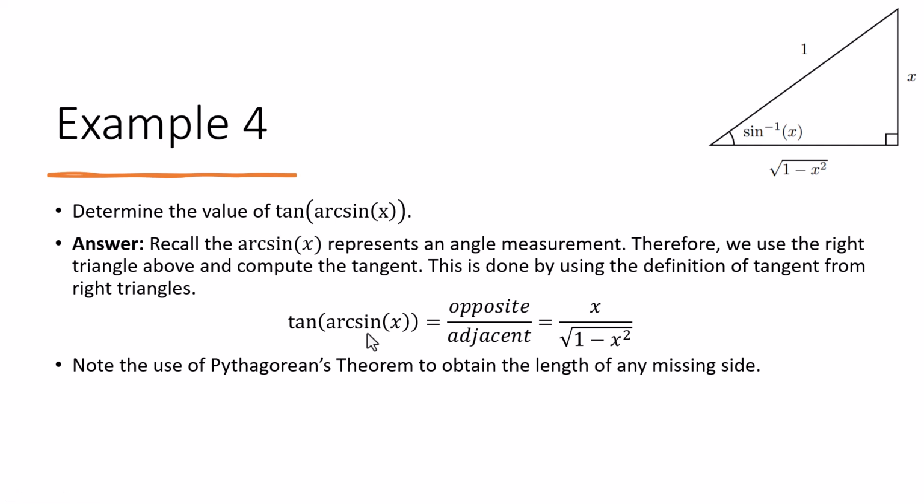So for our fourth example, let's determine the value of the tangent of the arcsine of x. Now recall, the arcsine of x represents an angle measurement. Therefore, we use the right triangle above, and we'll compute the tangent. Remember, the definition of tangent of an angle is opposite over adjacent. So on our triangle, the opposite side is x, the adjacent side is the square root of 1 minus x squared, and we simply put those into our ratio: x divided by the square root of 1 minus x squared. And again, don't forget, the Pythagorean theorem is going to help you find the lengths of any missing sides on these right triangles.